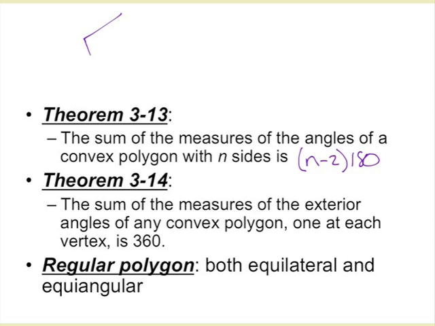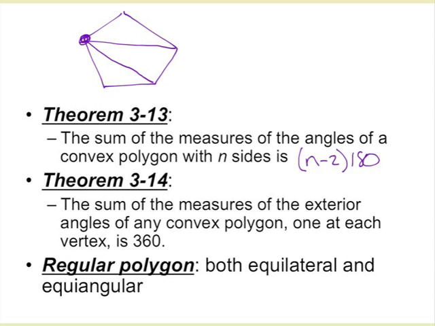So let's say I start with a pentagon, so 5 sides, and I draw in all of the diagonals from one of the points. So if I pick this point and I draw in all the diagonals, I could draw a diagonal here and a diagonal here. When I did that, it cut up this pentagon into 3 triangles.